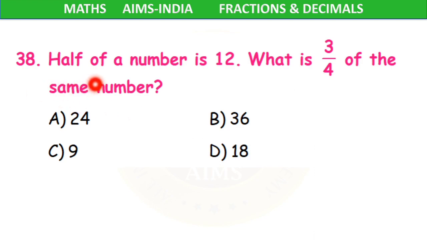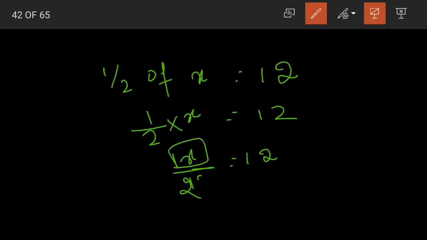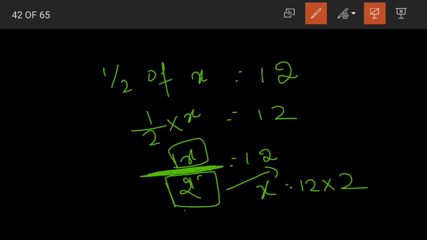Next question 38. Half of a number is 12. Now what is 3 by 4 of the same number? What are they saying? Half of a number, say x, is equal to 12. Of means again what, children? We have to multiply. So 1 into x becomes x by 2 is equal to 12. Now here we want the value of x, but the 2 is extra here. 2 is in division, right? So when it goes to the other side, it becomes multiplication.